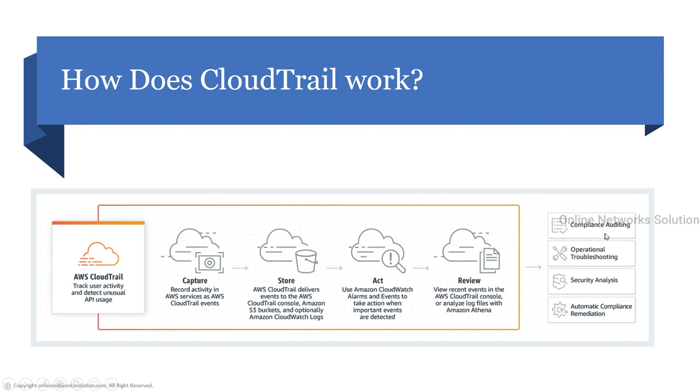After that, it follows compliance auditing, operational troubleshooting, security analysis, and automatic compliance remediation. So this is the whole CloudTrail work process. If you want to know more deeply how CloudTrail works, you can read this scenario and you will get it directly on the portal, showing what happens when you configure, check, and monitor in your AWS Management Console.